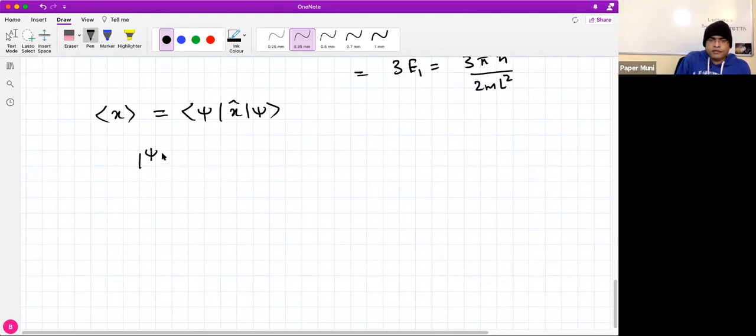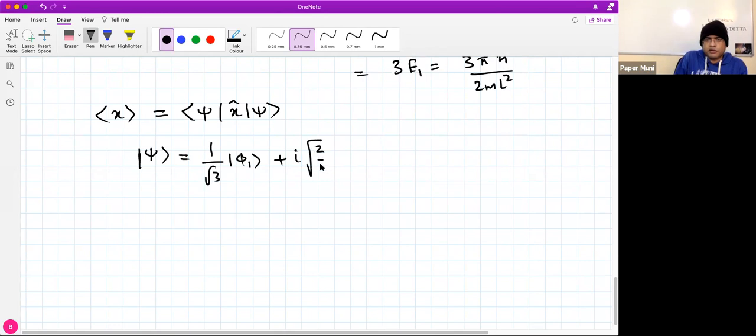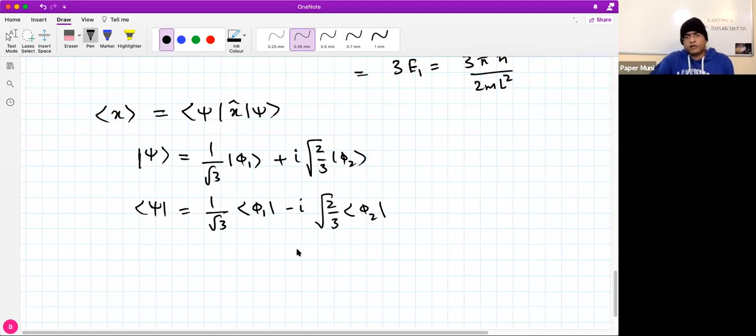So we have psi, which is given by 1 by root 3. Now, in this case, we can write like this, in this format, Dirac notation. So this is phi 2. Now, if I write down the bra vector, which is root 3, this is phi 1. Now this will become minus iota, right? So minus iota root 2 by 3 phi 2. Okay, so this is what we have.